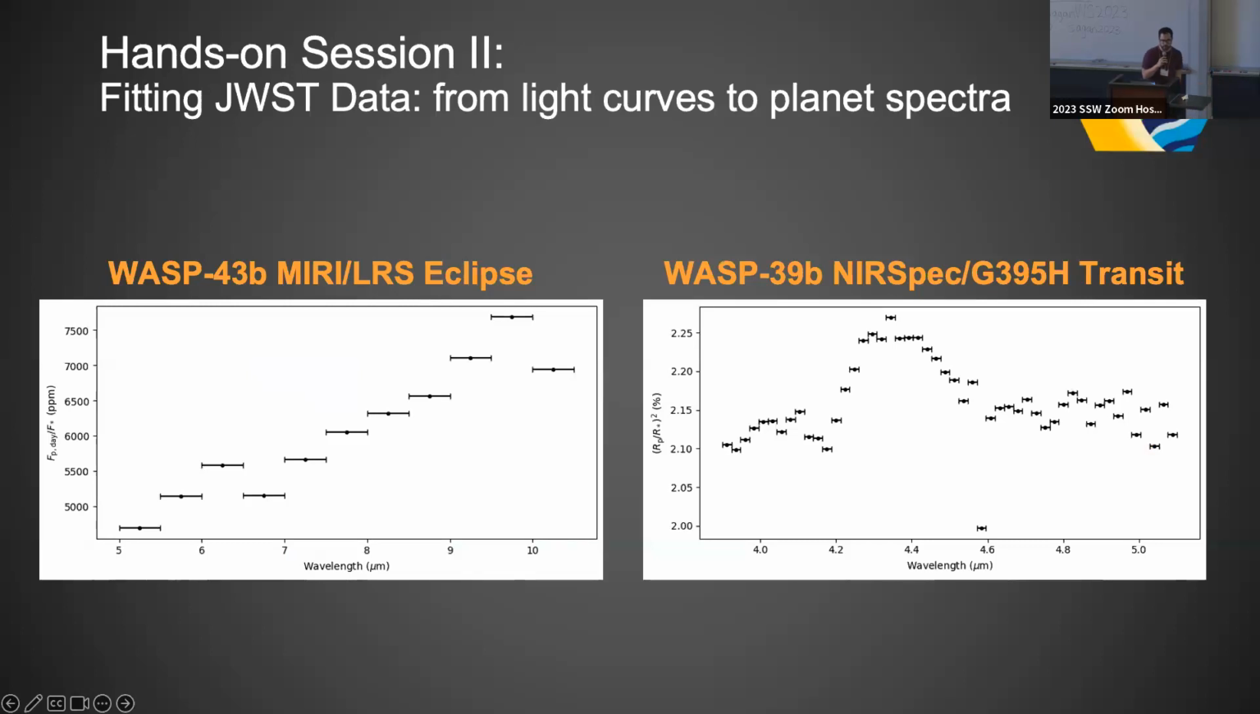And that then gives you an eclipse spectrum or an emission spectrum. And so again, for workshop two, you can either switch. If you did NIRSpec for one, you can do MIRI, which will give you the inputs that you need, or you can do both.